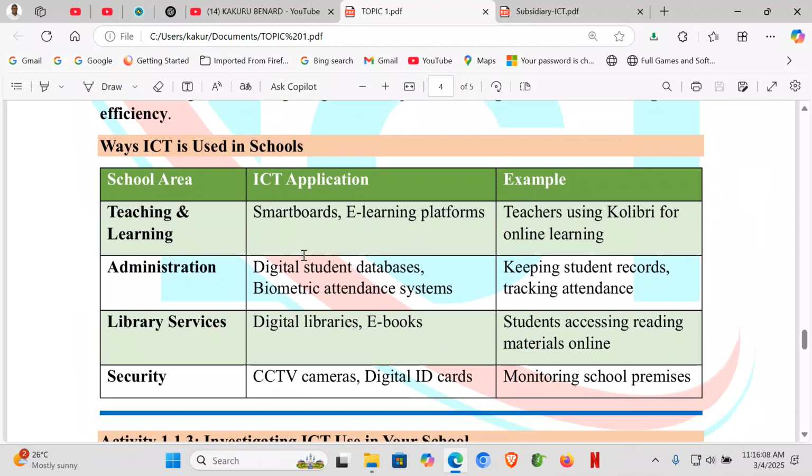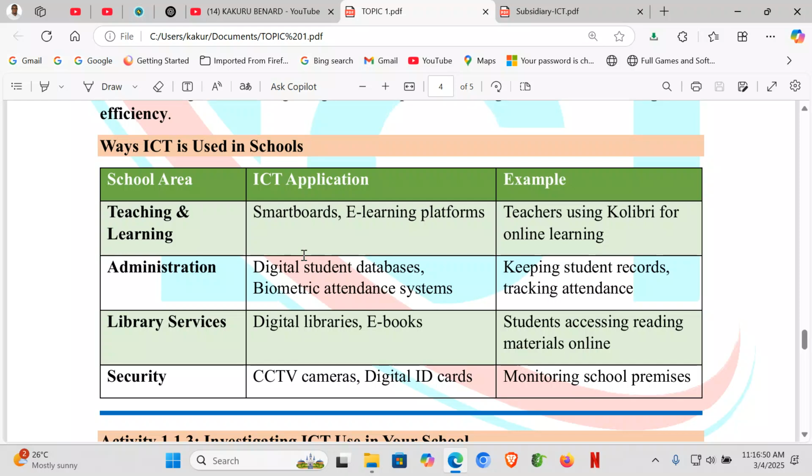For example, we are looking at an area in school, ICT application, and an example. Teaching and learning. We have smart boards, e-learning platforms. For example, teachers using Kolibri for online learning. Then area administration, ICT application, digital student databases, because some schools have school management systems. Then some schools now have biometric attendance systems. For example, keeping students' records, generating report cards, then tracking attendance for teachers.